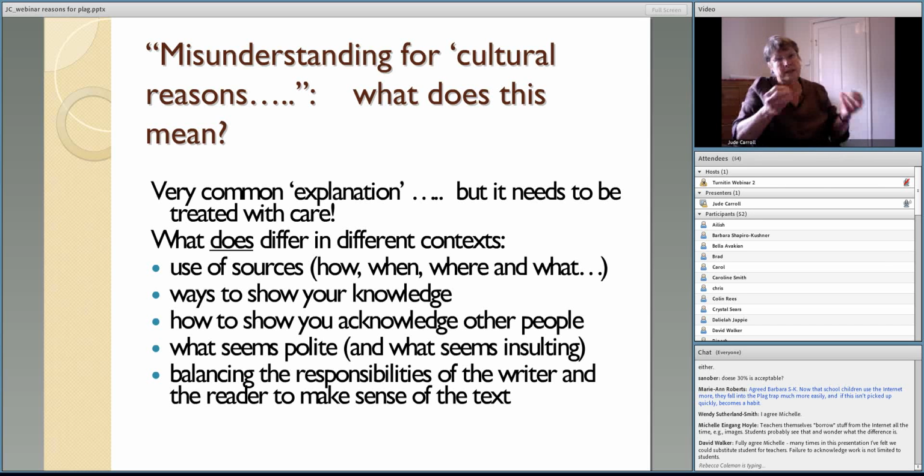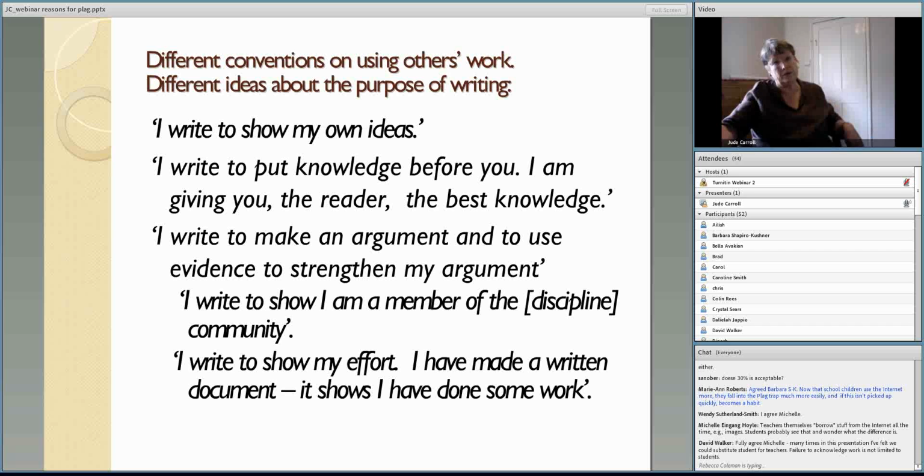And this business of balancing responsibility of the writer and the reader to make sense of the text. Around the world, people have very different ideas about the balance of responsibility between the reader and the writer for understanding the meaning of a text. Can you move to the next one, Jill?